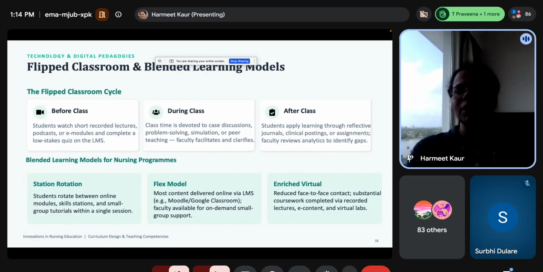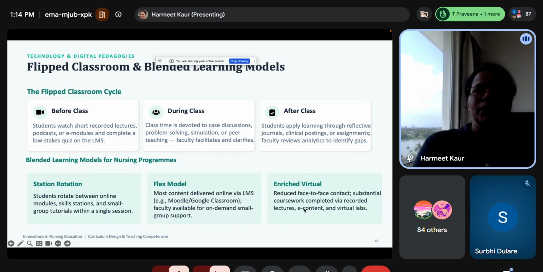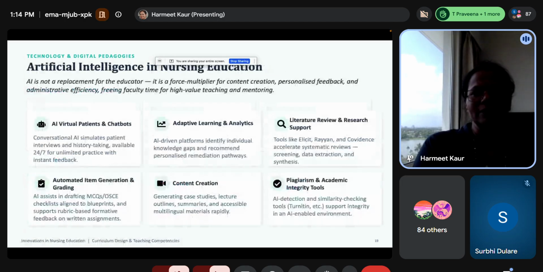Okay. Or there can be the enriched virtual model, where it can be a face-to-face context, but then fully through online mode we are doing. In the flex model, sometimes students can come in contact with the teachers also, like there can be some personal contact programs in between, where the students can ask face-to-face, or through phone also they can connect with them. But in enriched virtual, everything is through the virtual labs. Here also we can use Google Classroom, or NotebookLM is also there, which you can use. Okay. These are the different innovative methods which you can use.